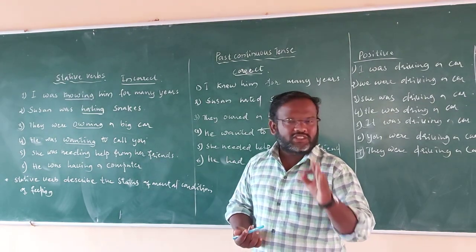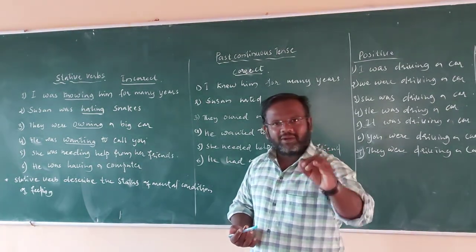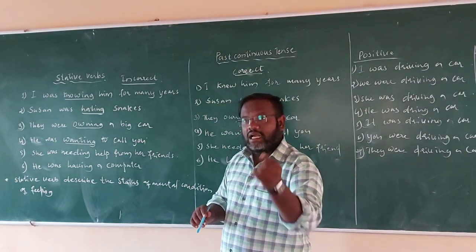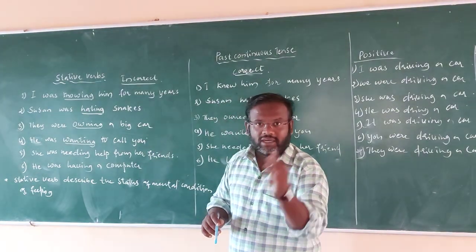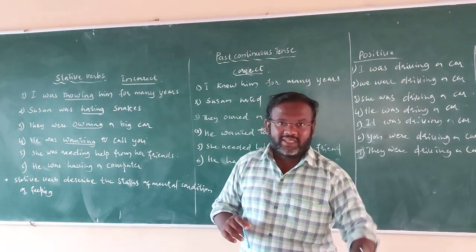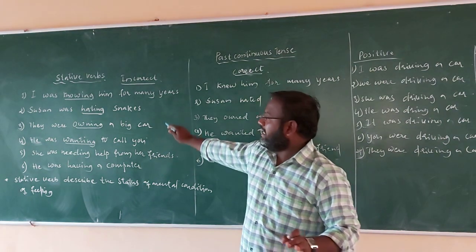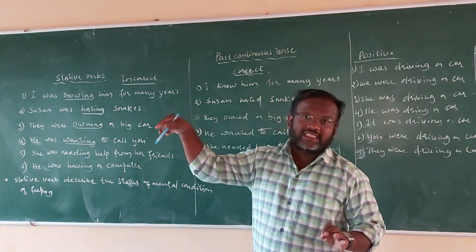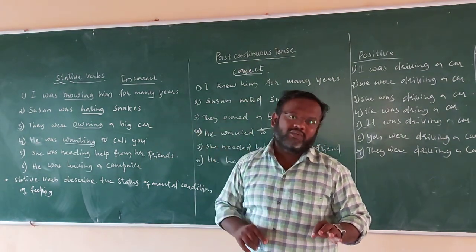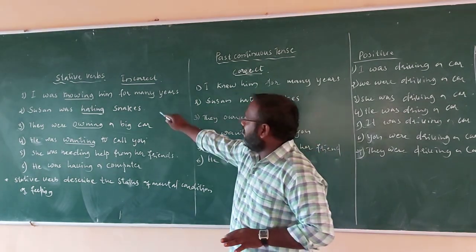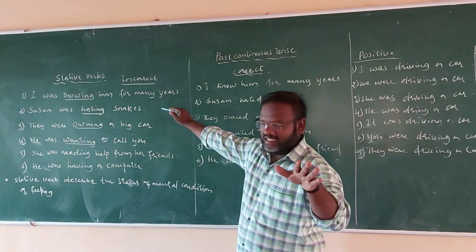Stative forms of a verb are never used with ing. Let's see: Susan was hating snakes, or you can say Rahul was hating sandwich, bhaji, or whatever comes to your mind. But with hating we cannot use ing because it is a stative form of a verb that we cannot use in any continuation sense. So definitely it is a wrong sentence.